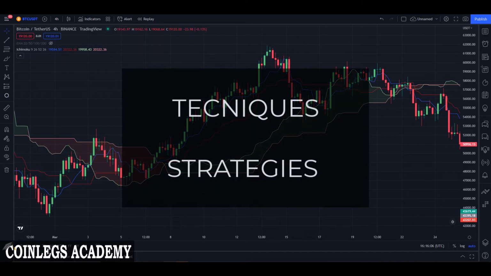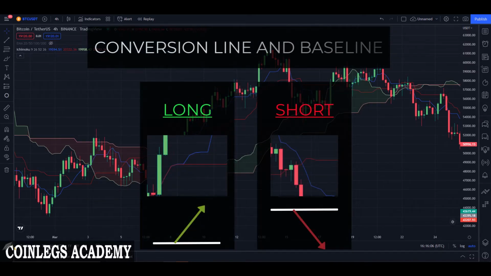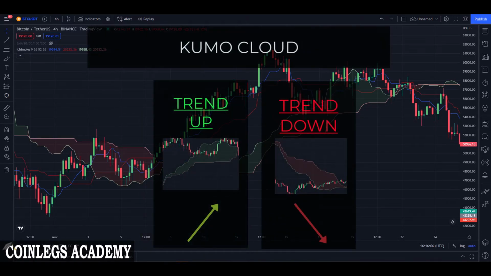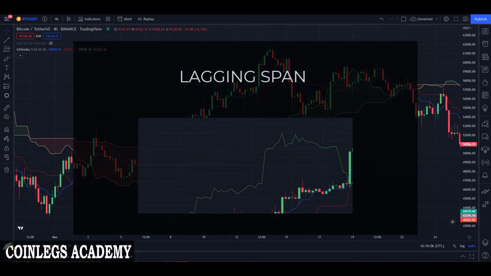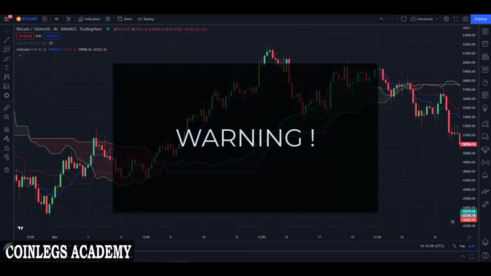Now let's take a look at what techniques we can apply with the Ichimoku indicator. Using conversion line and baseline crosses, we can decide our long and short positions. Also, using the Ichimoku Cloud, we can detect whether the trend is up or down. We can also use the lagging span to check the trend a second time. And do not forget, your position should not be taken only according to this indicator. It should be supported using other technical analysis tools to minimize your risk.